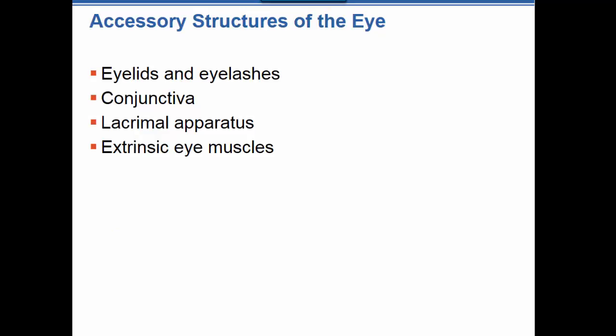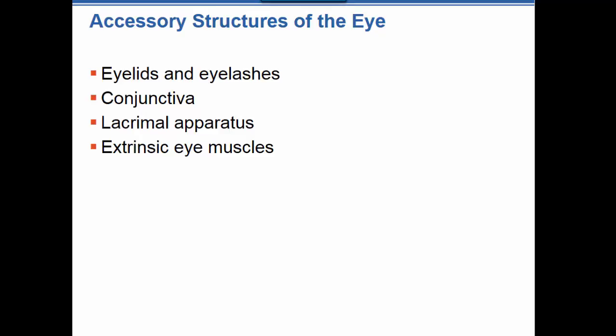So I'm going to start off by talking about the eye and its role in vision. We're going to begin by looking at the accessory structures to the eye. These are structures that are important for eye function, but they're not part of the eyeball itself. And they include your eyelid and eyelashes, conjunctiva, your lacrimal apparatus, and your extrinsic eye muscles.